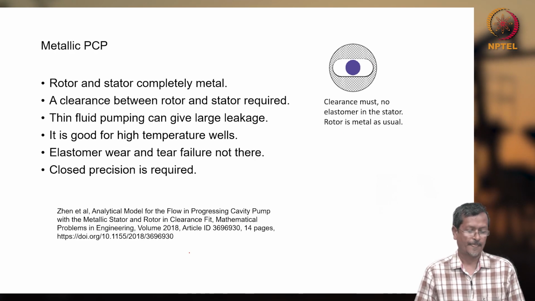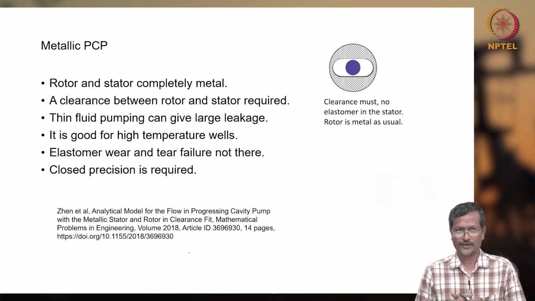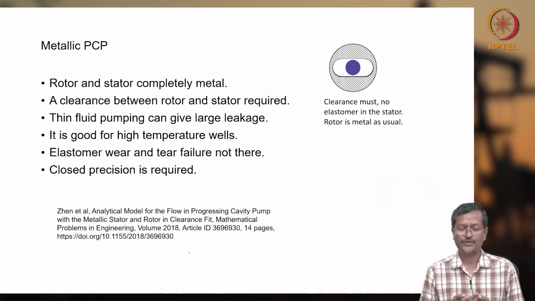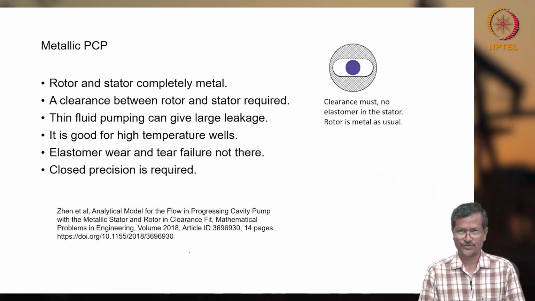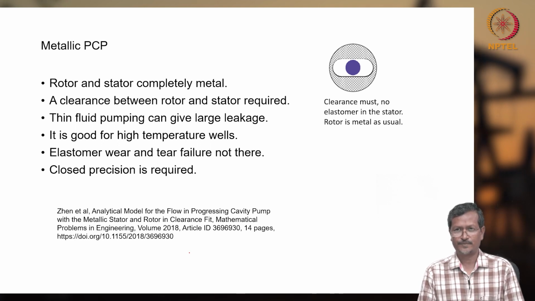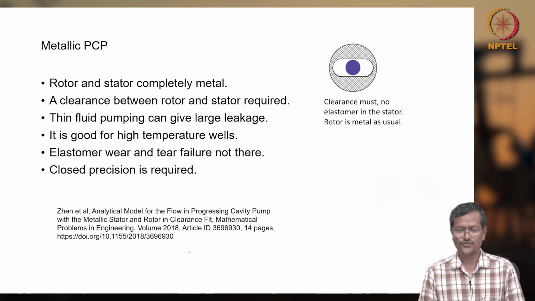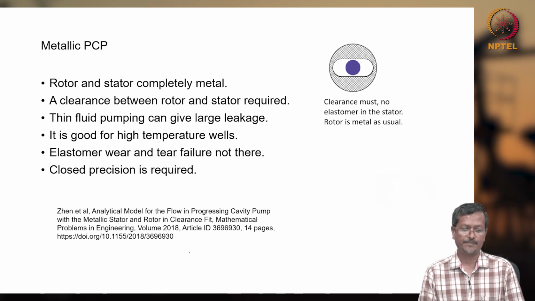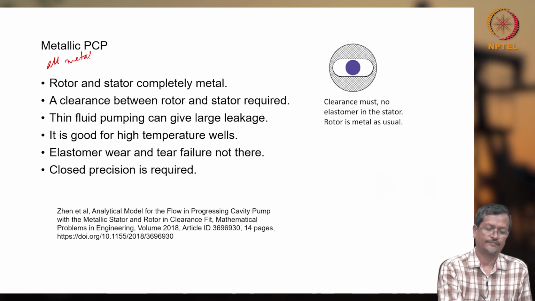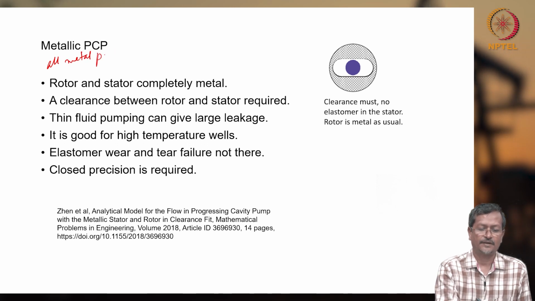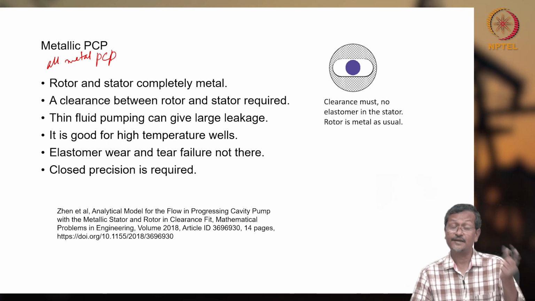Now metallic PCP. I said elastomeric PCP has issues like continuous rubbing, and if you are using it for very high temperature applications, the elastomer has a temperature limitation. For a high temperature, high pressure well bore, the elastomer may face difficulty. So to avoid this, some companies developed metallic PCP. Metallic PCP means all metal PCP. Metal will be there, but elastomer will not be there.